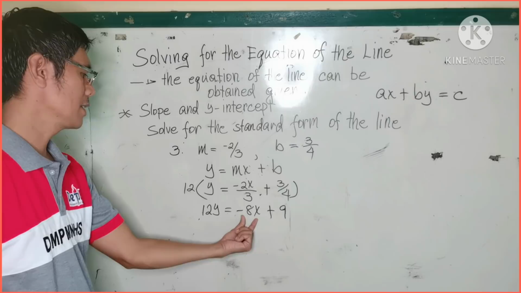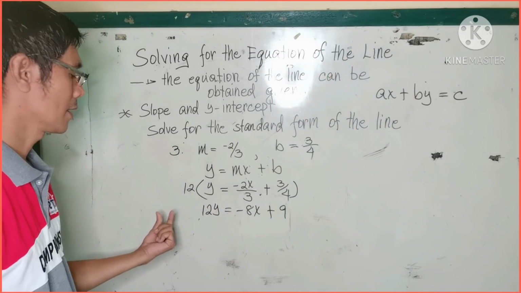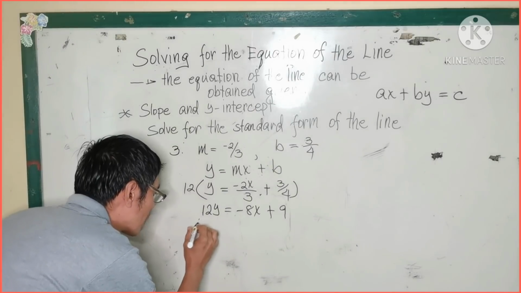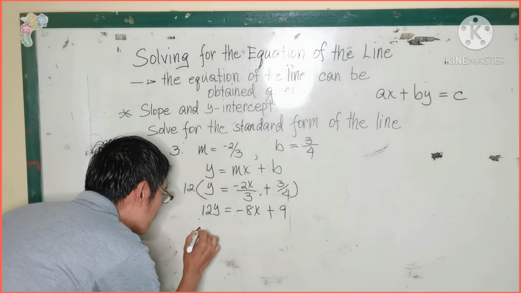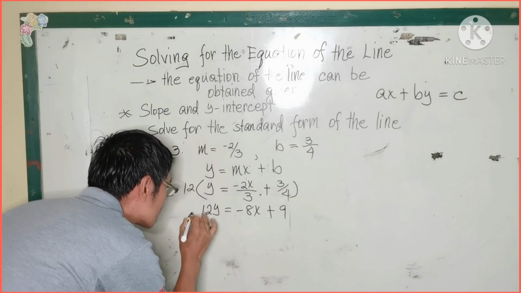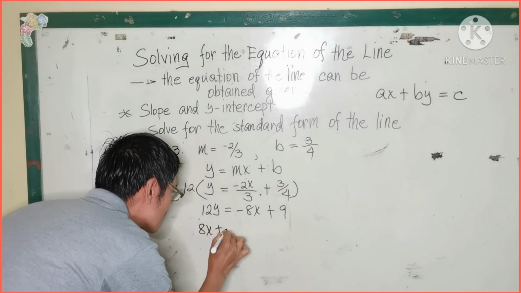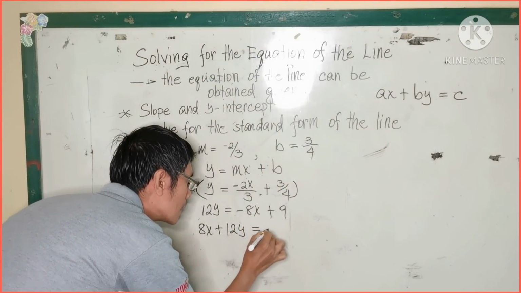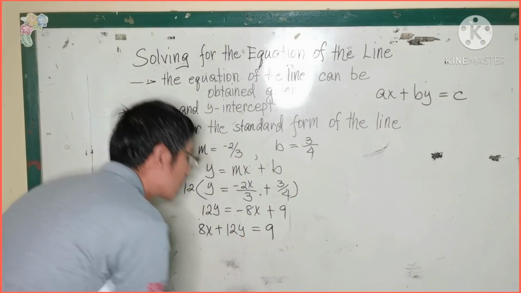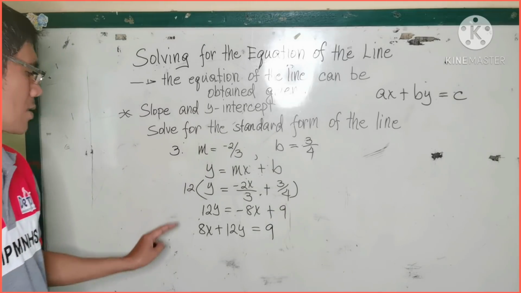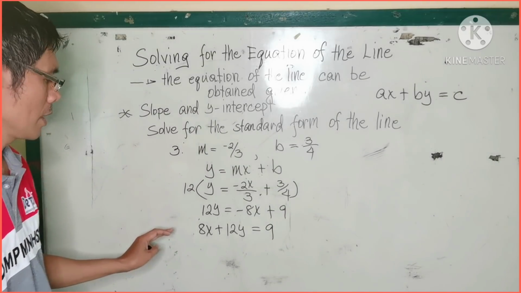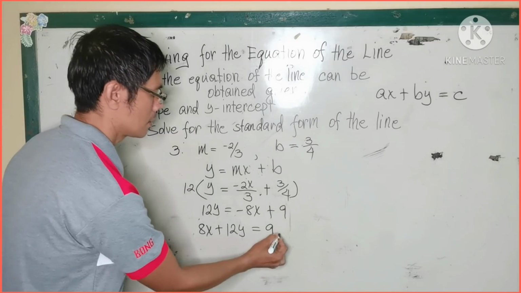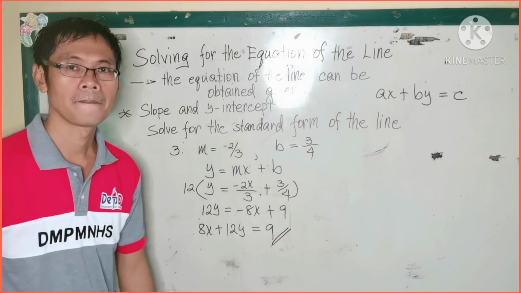Transposing our negative 8x to the left side, our equation will become now 8x plus 12y equals 9. So the final answer is now 8x plus 12y equals 9.